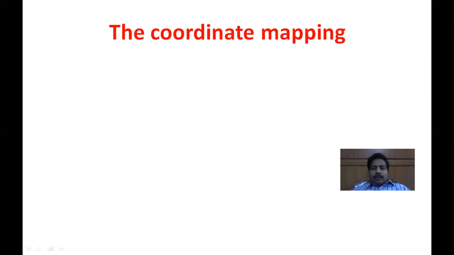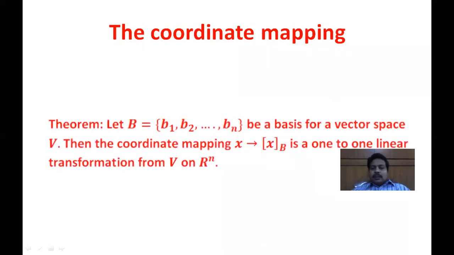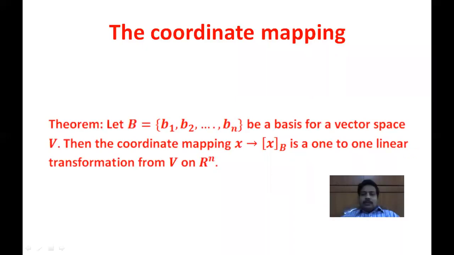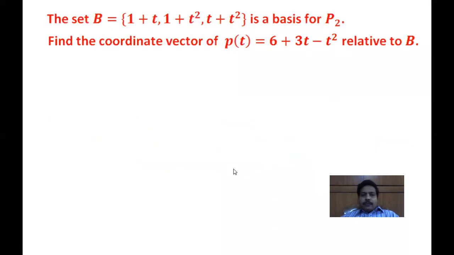And we have seen that the coordinate mapping is one-to-one, and it is a linear transformation and onto. That is, let B equal to the set {b1, b2, and so on bn} be a basis for a vector space V. Then the coordinate mapping x to [x]_B is a one-to-one linear transformation from V onto Rn. So these are the things we have gone through in the previous classes. In this class, using those concepts, let us solve some of the problems related to coordinate systems. And this is the first problem.